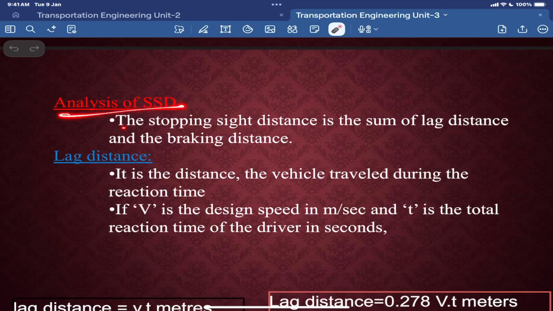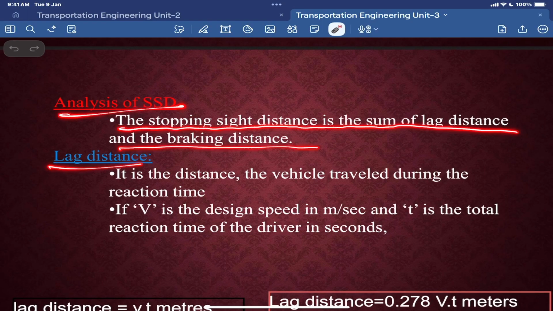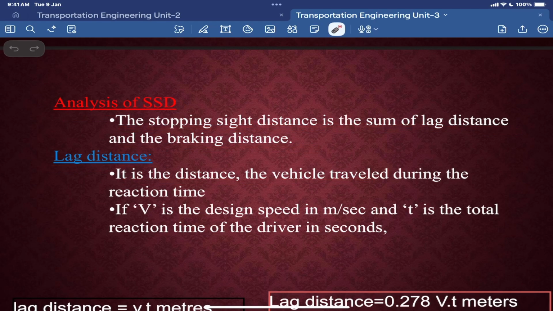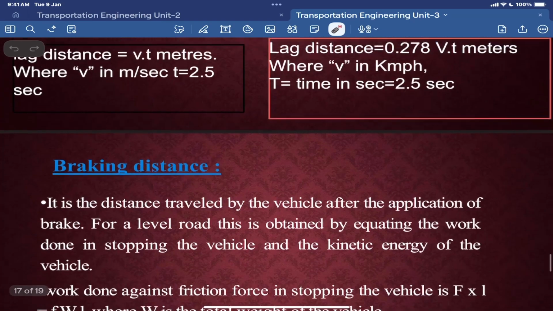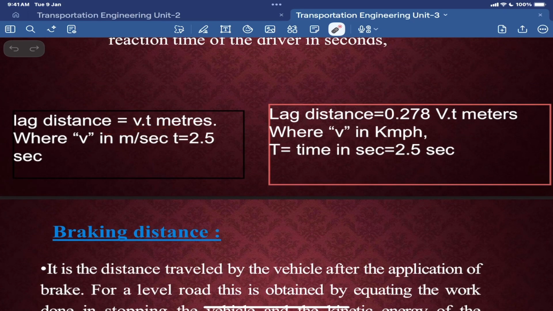Analysis of SSD. The stopping sight distance is the sum of lag distance and the braking distance. Lag distance is the distance the vehicle travels during the reaction time. If capital V is the design speed in meter per second and small t is the total reaction time of the driver in seconds, lag distance is equal to Vt meters, where V is in meter per second and t is equal to 2.5 seconds. Lag distance is 0.278 Vt meters, where V is in kilometer per hour and t is time in seconds, 2.5 seconds.